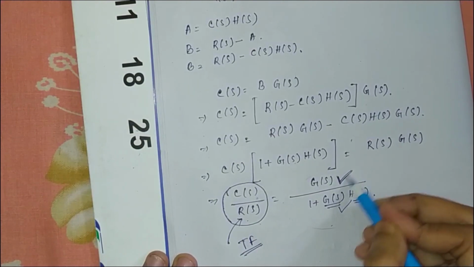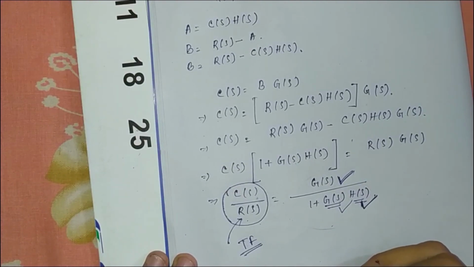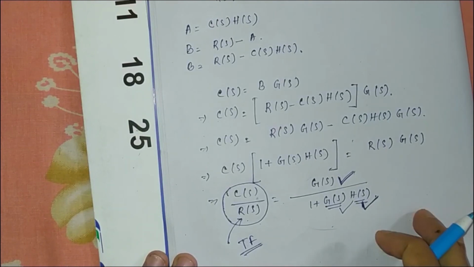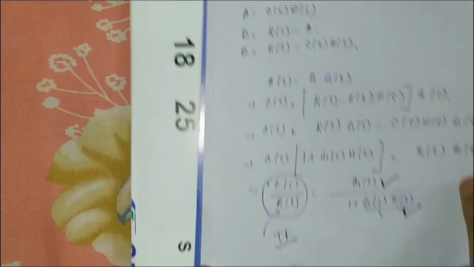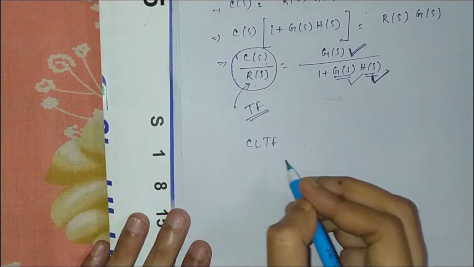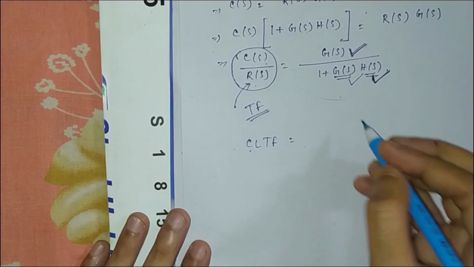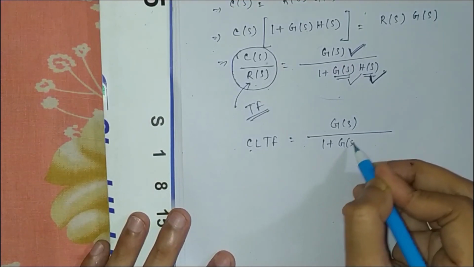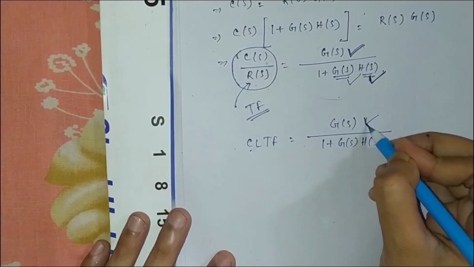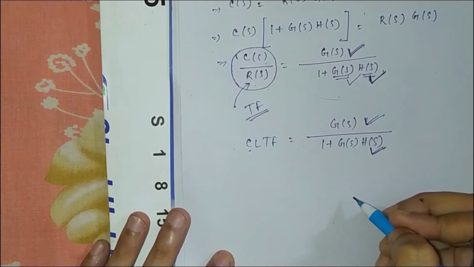G of s is my forward path gain, H of s is my feedback path gain. So this is my closed loop transfer function. The CLTF, closed loop transfer function, of any control system is G of s by 1 plus G of s H of s. Here G of s is the forward path gain, and H of s is the feedback path gain.